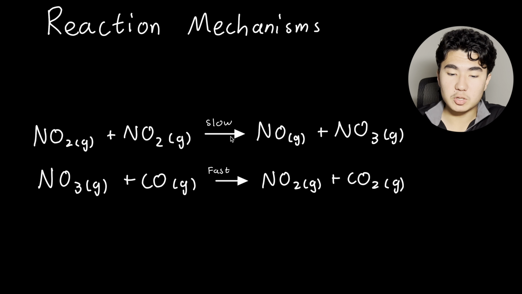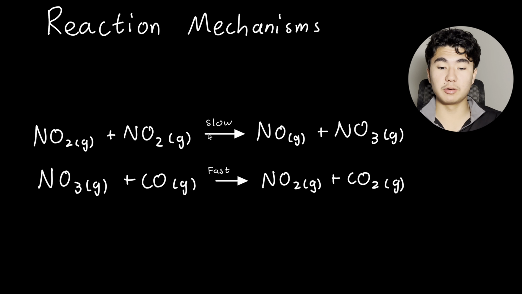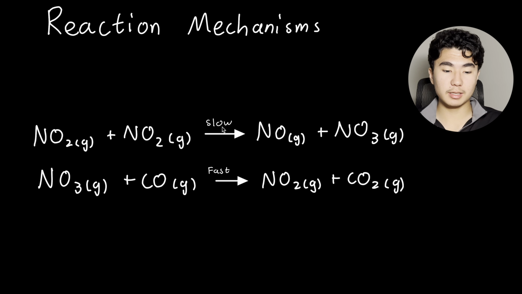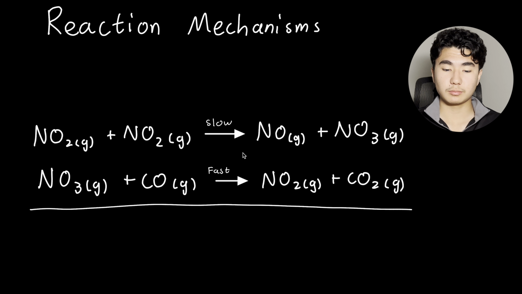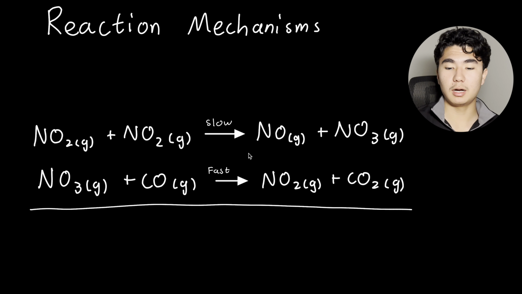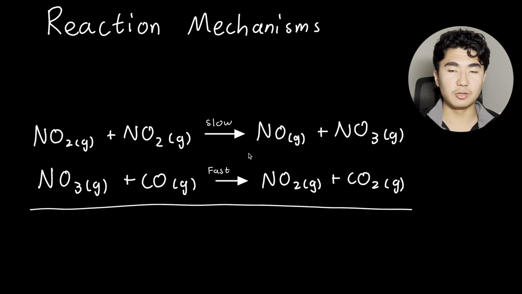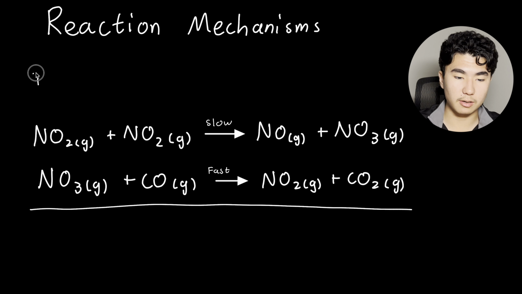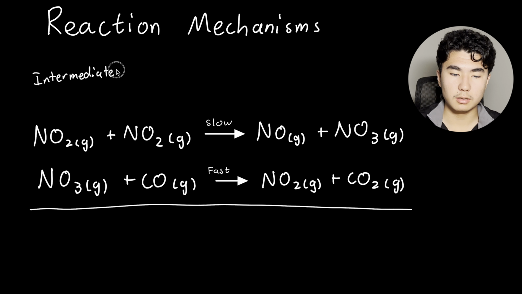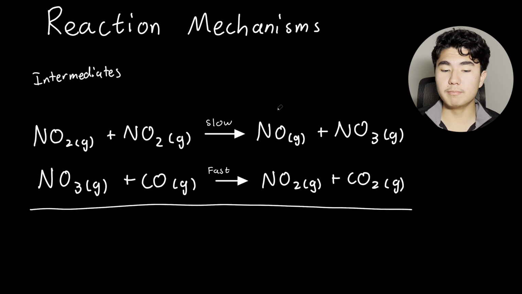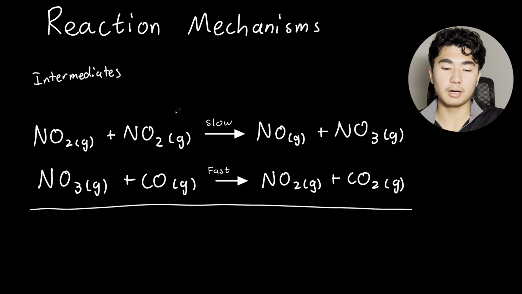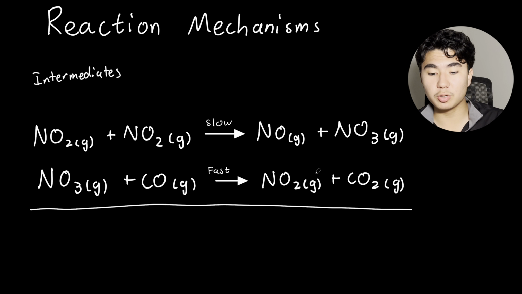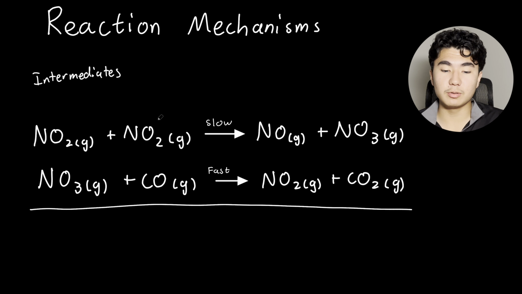The most important thing to note is that this says the slow step over here and this says the fast step. If we want to get the overall reaction, then we basically have to look at both sides and see if there are any intermediates. So let me write intermediates. Intermediates are basically molecules that are on both sides. So if I see a molecule on the reactant side and the same molecule on the product side, like NO2, then that would be an intermediate.